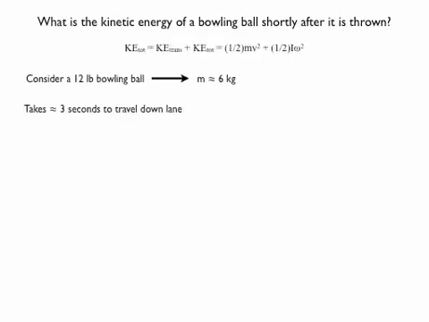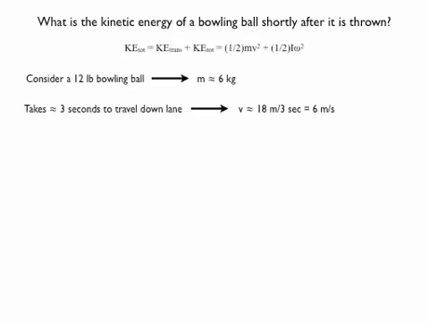I need to come up with a speed. I'm going to estimate that it takes about 3 seconds to travel down the bowling lane. When I sort of picture what's happening in my mind, that seems like about the time that it takes the ball to travel from my hand to the pins. I can look up online the length of a bowling alley. I find that a bowling alley is about 18 meters long. So if it travels 18 meters in 3 seconds, that gives me a velocity of 6 meters per second.